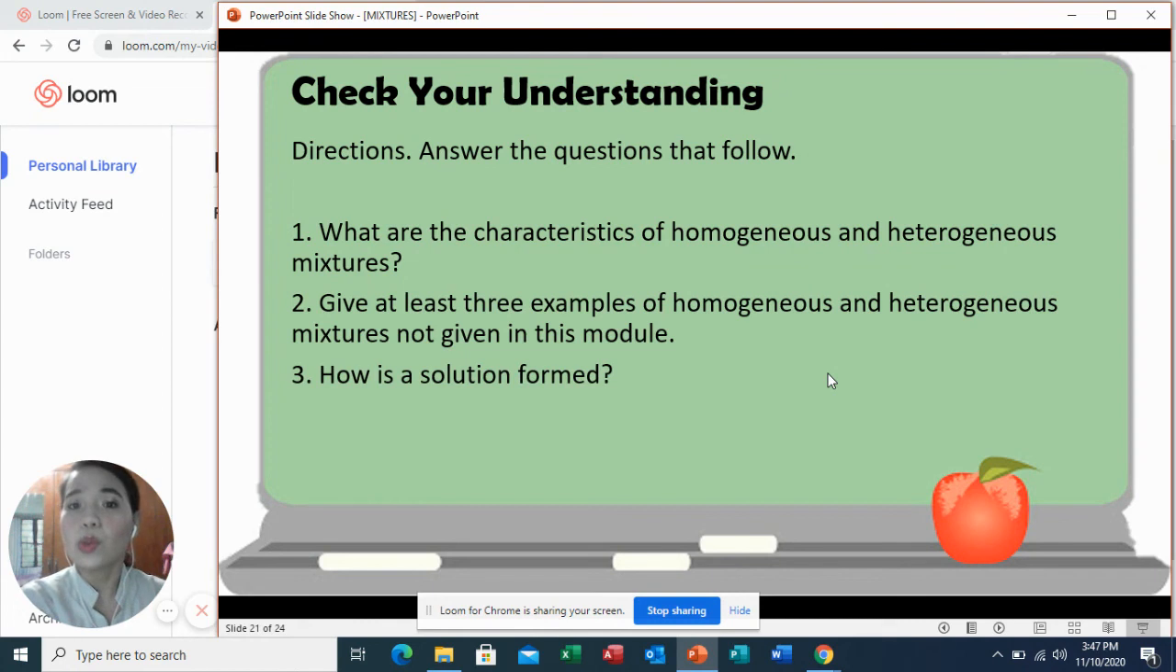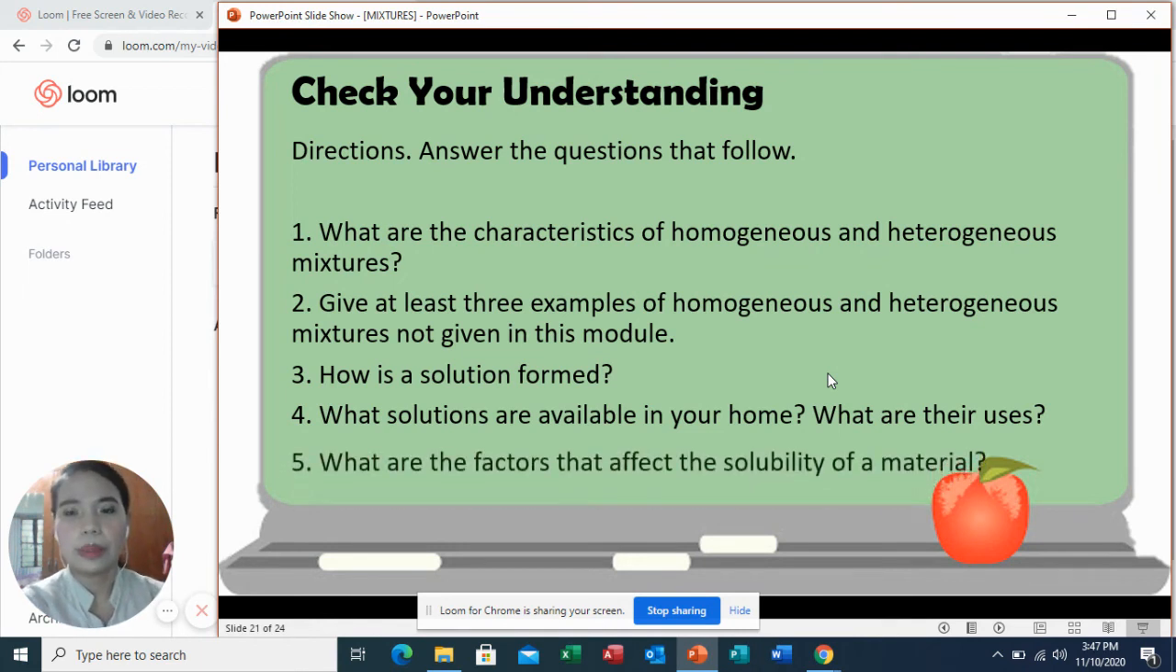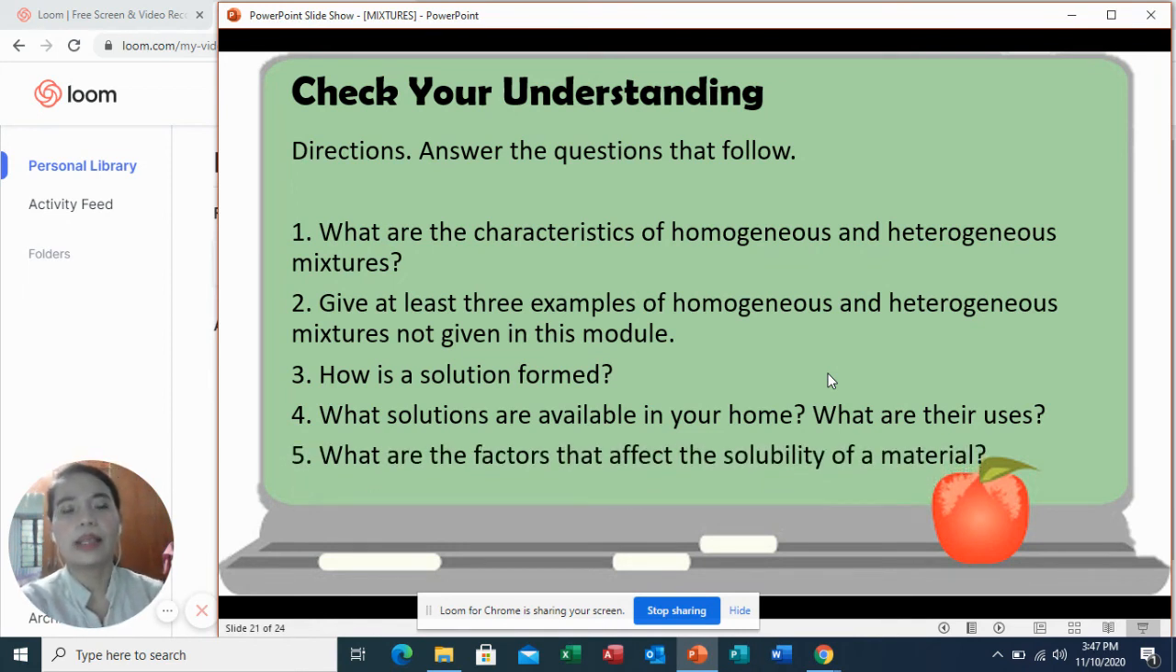How is a solution formed? What solutions are available in your home? What are their uses? What are the factors that affect the solubility of material? Okay, I just hope you still have time. Are you still answering your module? If you're not yet done, I'm giving you enough time to do that. Please always read the directions and make sure that your answers are correct.